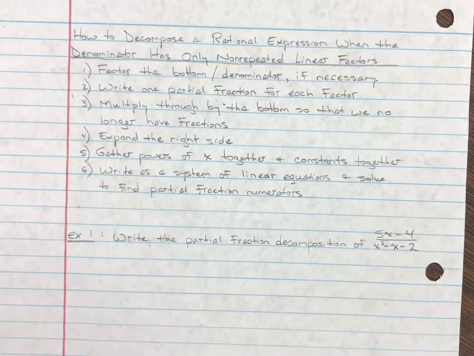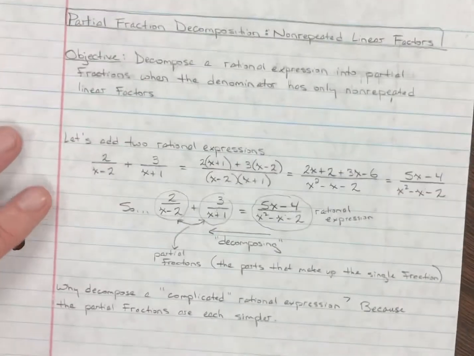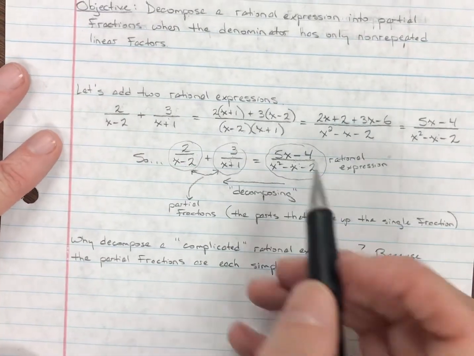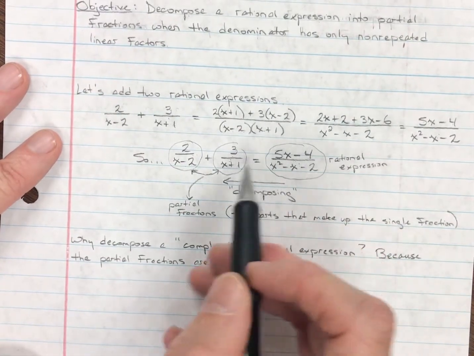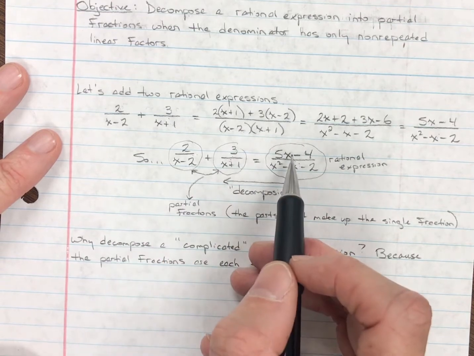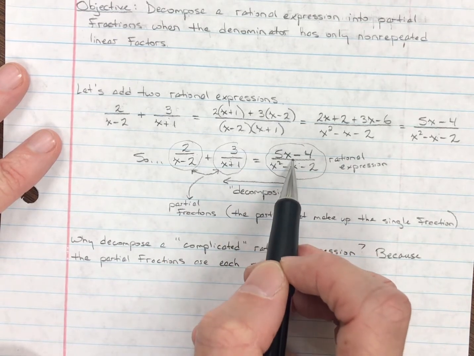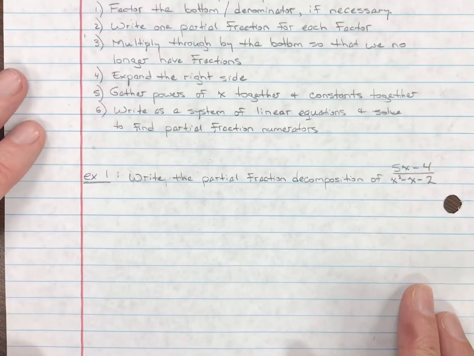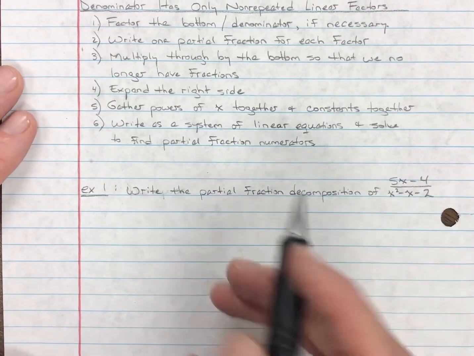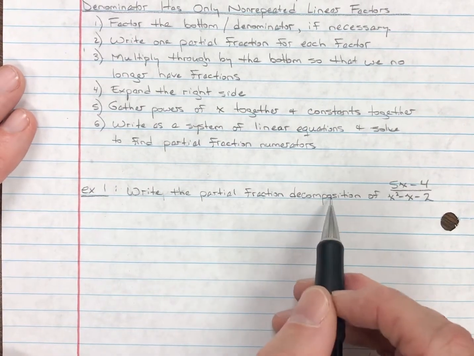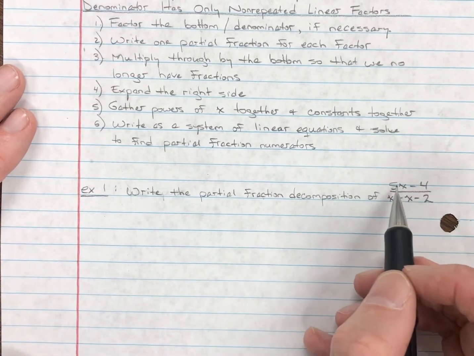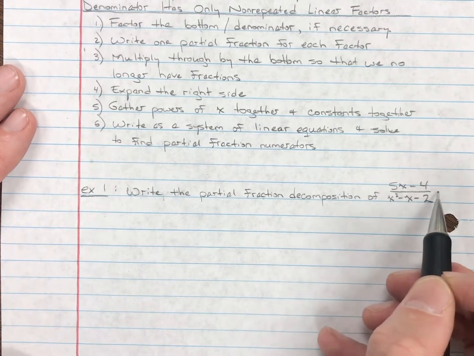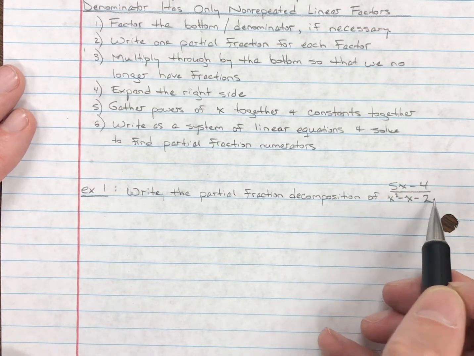So here's our example. Okay, we're going to use this example right here. We're going to start with this because we know what the answer is, and we're going to use our steps to go from here to these two, from here to here. Okay, so our example, make sure I see the steps up there. Write the partial fraction decomposition of 5x minus 4 over x squared minus x minus 2.